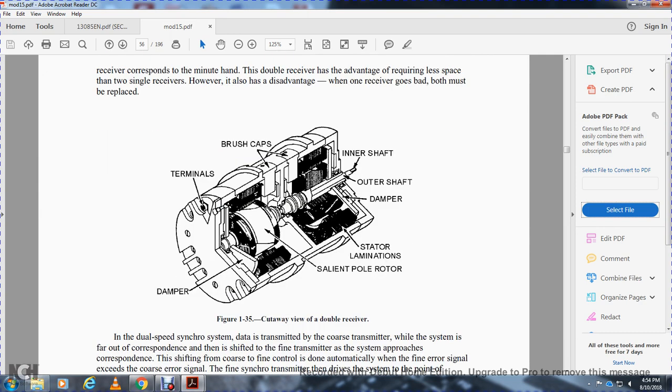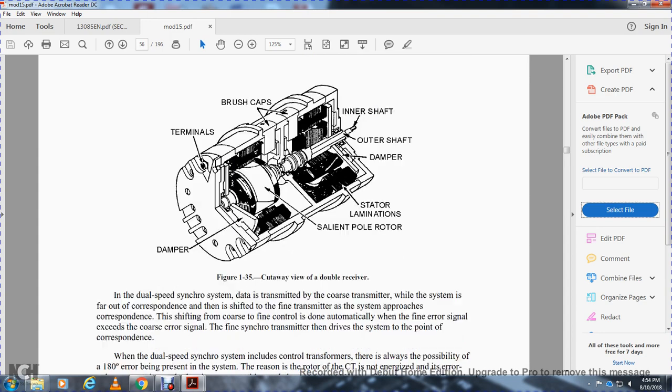This shows the cutaway of a double receiver with the damper, the terminals, the brush caps, and the input shaft, the output shaft, double dampers, stator lamination, stator pole, rotor.